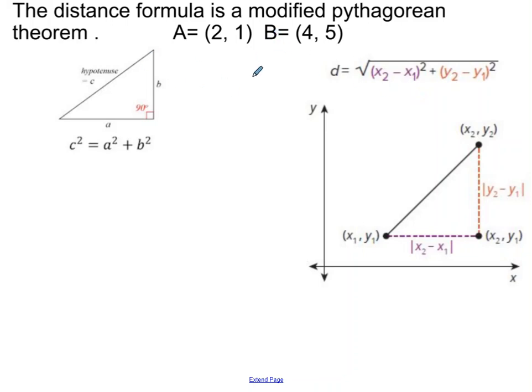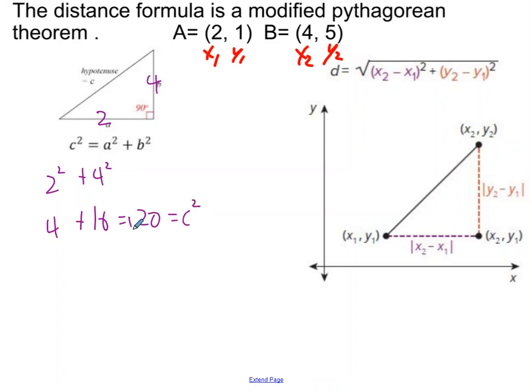Okay, welcome back. So, if I go x1, y1, x2, y2, going from x1 to x2, if it's a 2 to a 4, that means this is 2. Going from a 1 to a 5, that means that would be a 4. Then I square it, so I have 2 squared plus 4 squared. I get 4 plus 16 equals 20 equals c squared, square root, and c is the square root of 20. And I can just leave it like that.